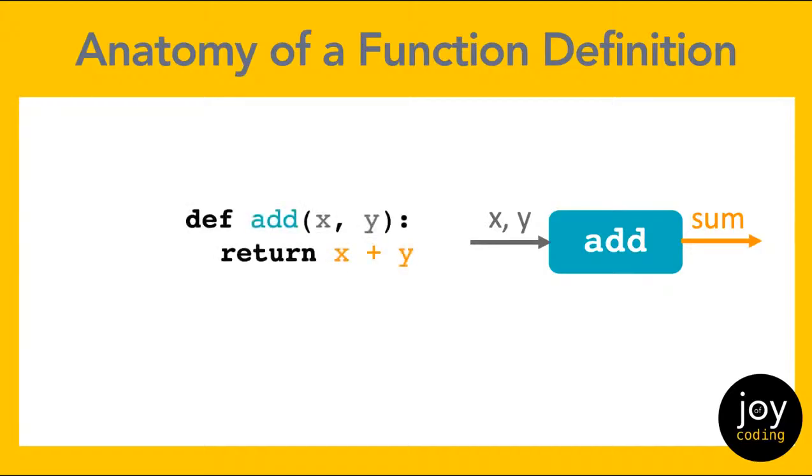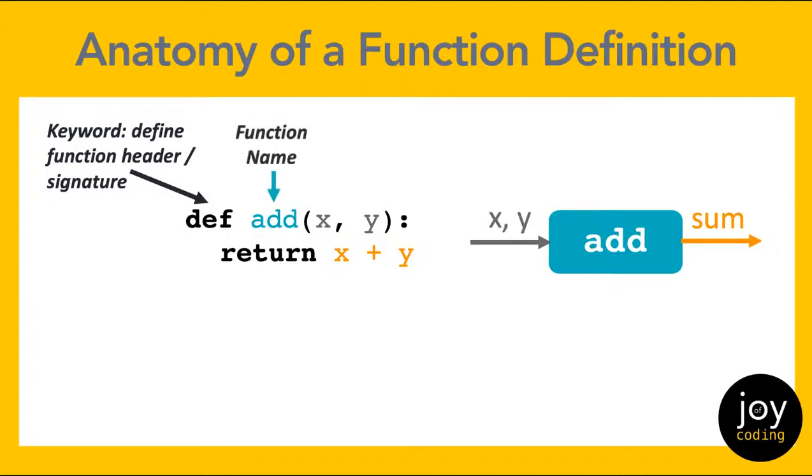So here we have a simple function definition for the add function. And let's talk about each component in turn. First, we start off with the Python keyword def. This tells Python that we want to define a function. And this first line is known as the function header or signature.